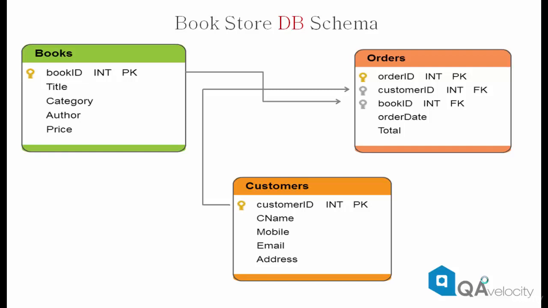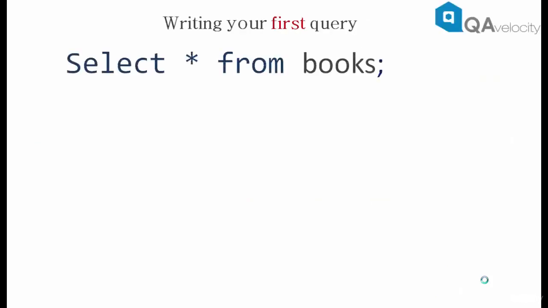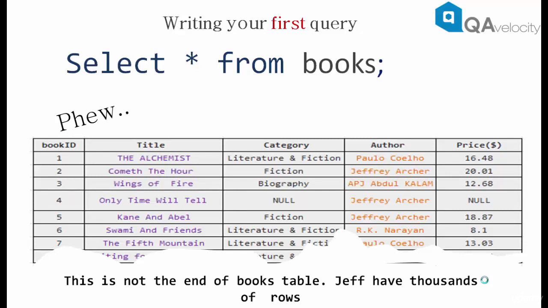The first question asked by Greg is, he needs the names of books written by Jeffrey Archer. So now Jeff executed his first query. Select star from books. Before we proceed, let's talk about our new SQL keyword, select. In SQL, select is used to retrieve data from our table, and the syntax is select the value from table name.